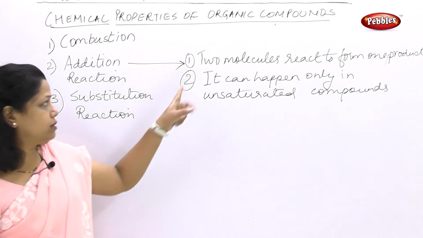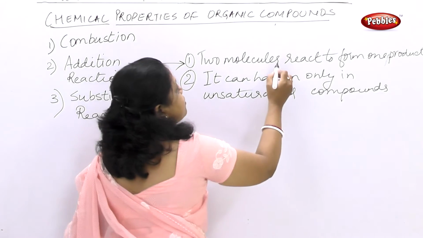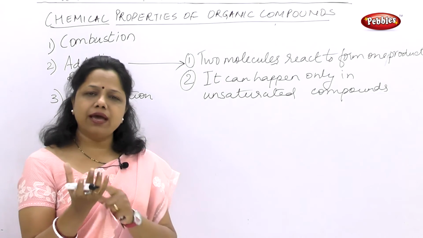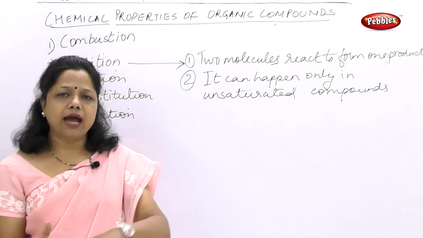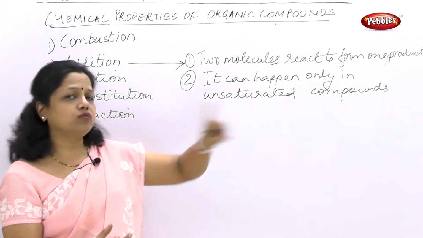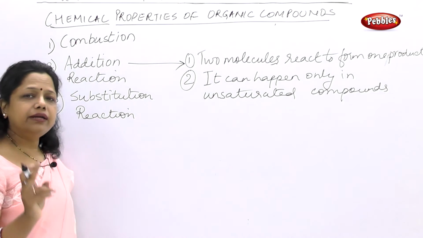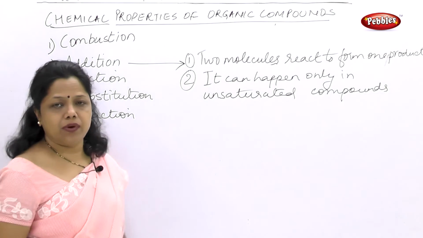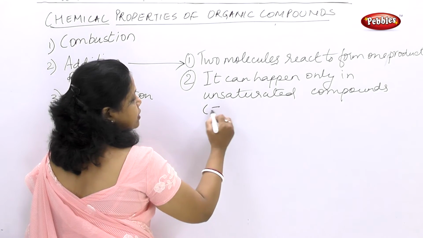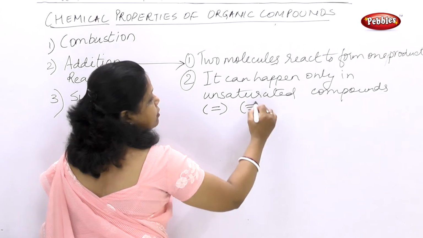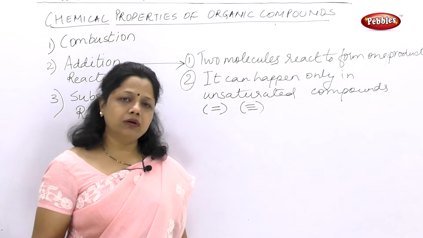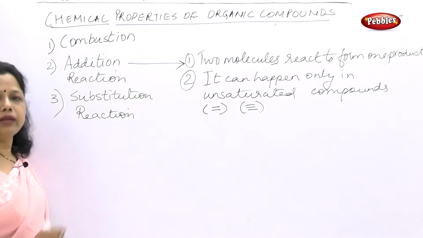Now, first point, two molecules react to form one product. Addition reaction: something is added to one. Suppose I have a compound, another thing is added and it forms one compound. So that is the meaning of this: two molecules react to form one product. Second, it does not happen in saturated compounds. It happens in unsaturated compounds. Now what is unsaturated? Which contains a double bond or triple bond. So the compounds which contain a double bond or triple bond, in those we see the addition reaction.